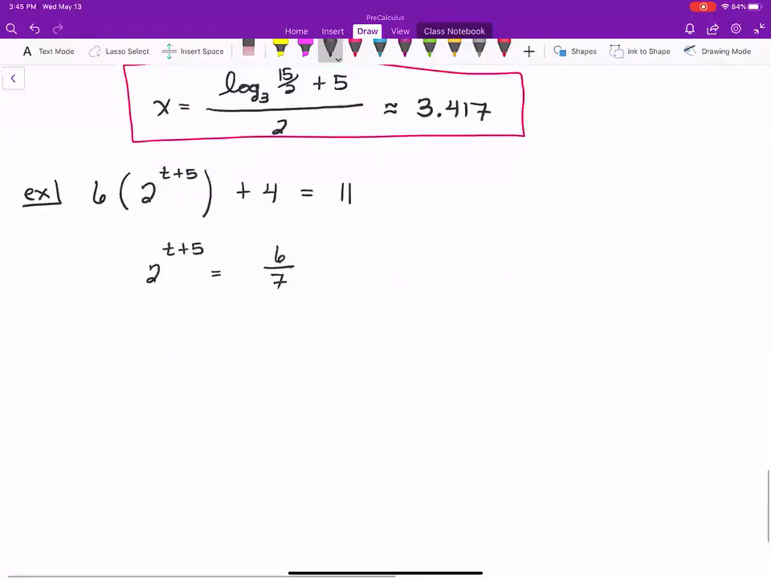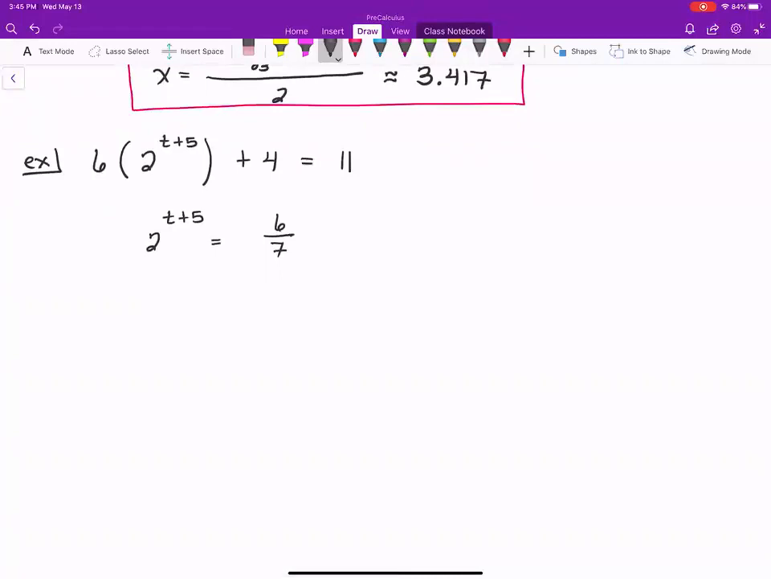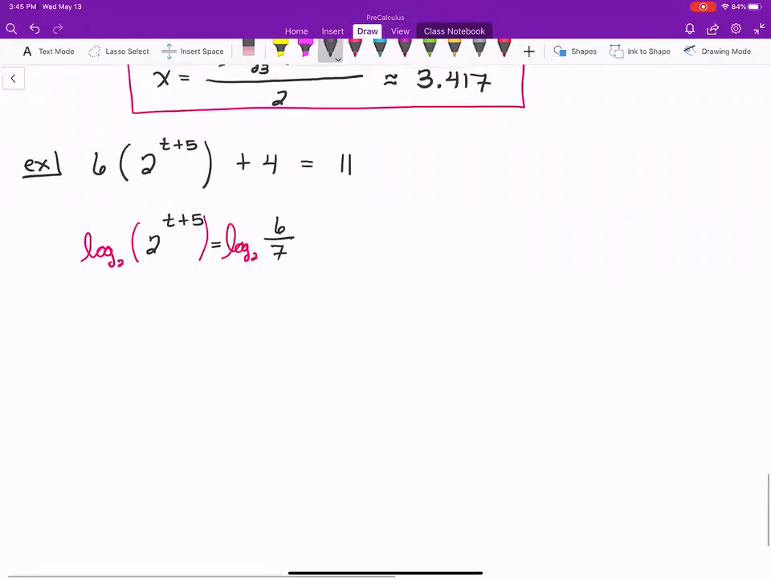Alrighty, how'd you do? First thing you should have done was to subtract the 4, then divide by the 6. So that would give you this. Then I'm going to take the log with a base of 2 of both sides. So log base 2. That'll make the left side become just t plus 5, and the right side will be log base 2 of 6 over 7. And then I'm going to subtract the 5. So log base 2 of 6 over 7, and then minus 5. If you had done it on your calculator, you would have come out with approximately negative 4.778.